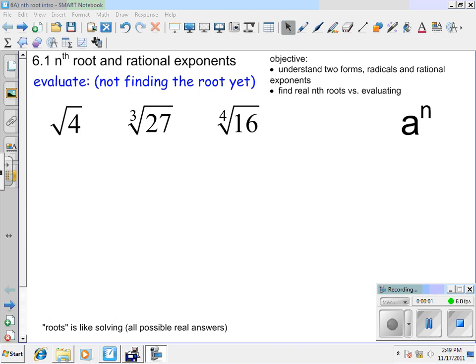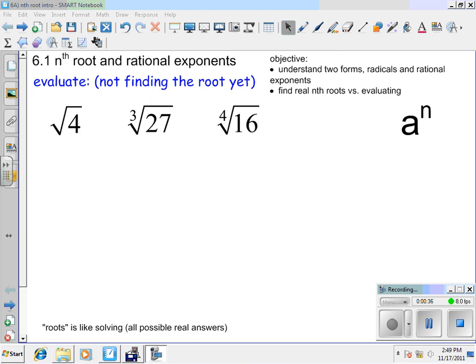Okay, what we have here is the beginning of chapter 6, where we're going to be talking about exponents and radicals and making a connection between the two. So looking at today's objective, we have a couple main points. Understand the two different forms. How can we show a radical, i.e. a square root of some sort, as an exponent using rational numbers? And the second objective is finding the nth root versus evaluating. And we're going to talk about the difference between those vocabularies.